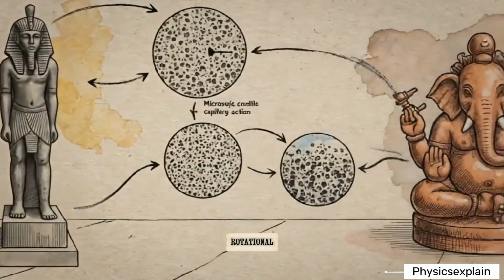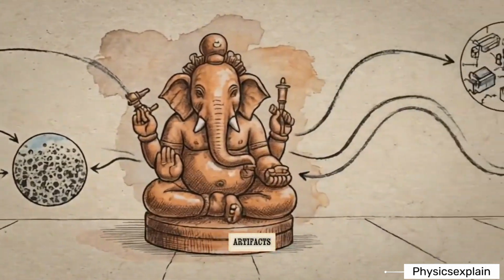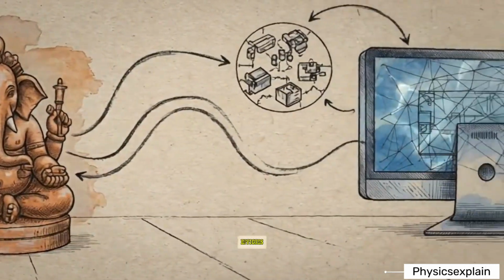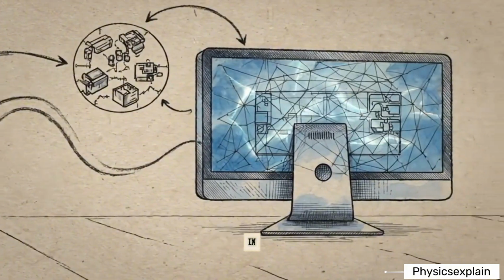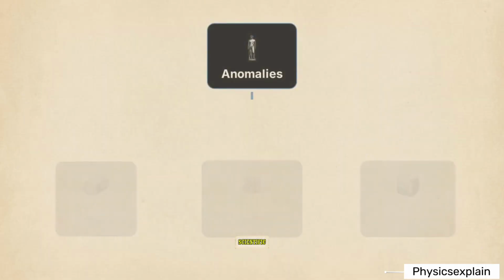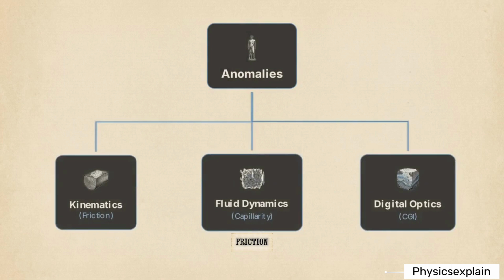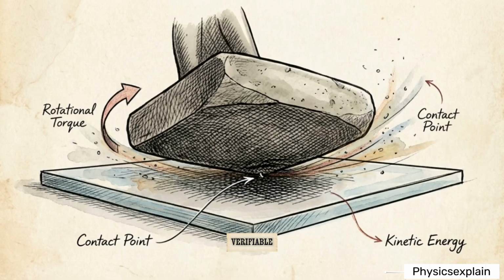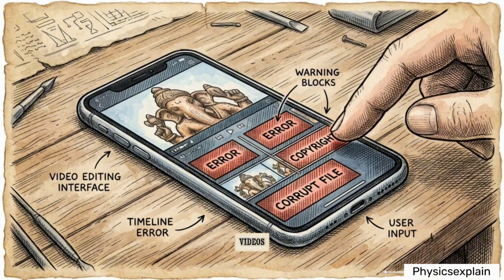We have examined rotational kinematics in Egyptian artifacts, fluid absorption in Hindu effigies, and pixel-level manipulation in modern video files. These viral instances map onto three scientific branches: friction, capillarity, or digital artifacts. Older, physically verifiable events highlight interactions between solid materials and environmental energy. Modern viral videos demonstrate the mechanics of digital deception.